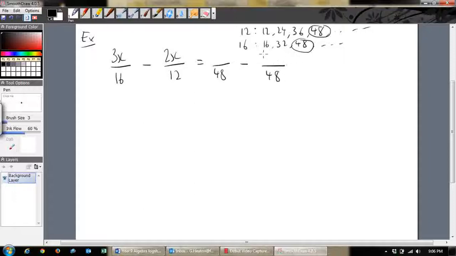I ran out of a bit of space there, but that's okay. So 48. What have we multiplied this bottom line by? Well, we've multiplied that by 3 to get 48, so we need to multiply the top line by 3.